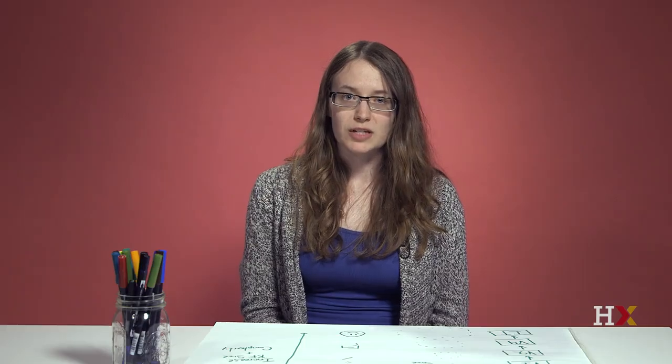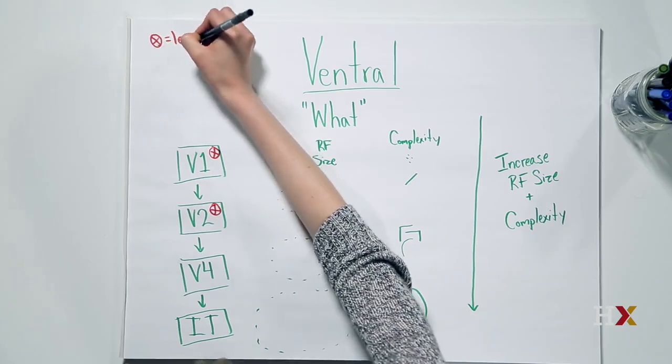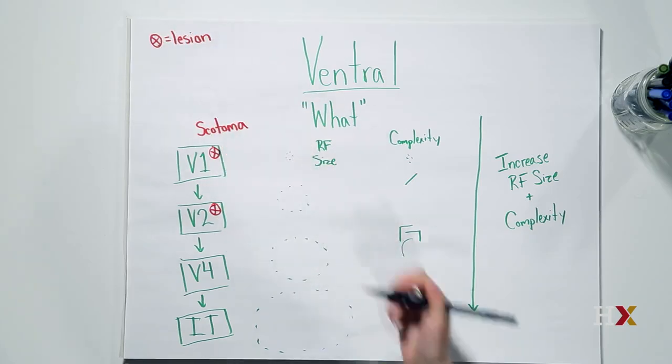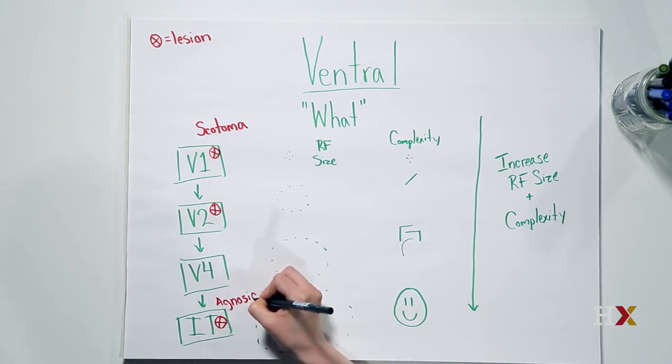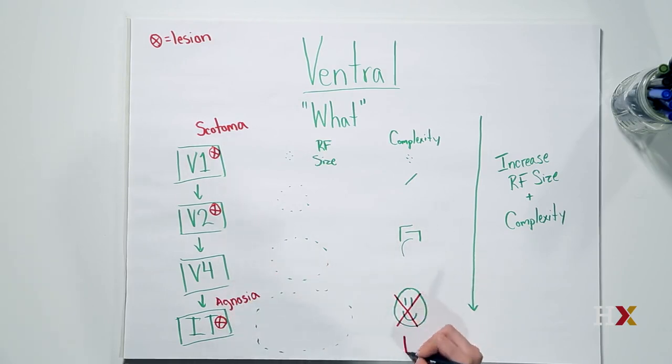Lesions in V1 or V2, called scotomas, cause localized blind spots. But lesions in IT have more complicated effects called agnosias, or problems with object recognition. An example is prosopagnosia, or face blindness.